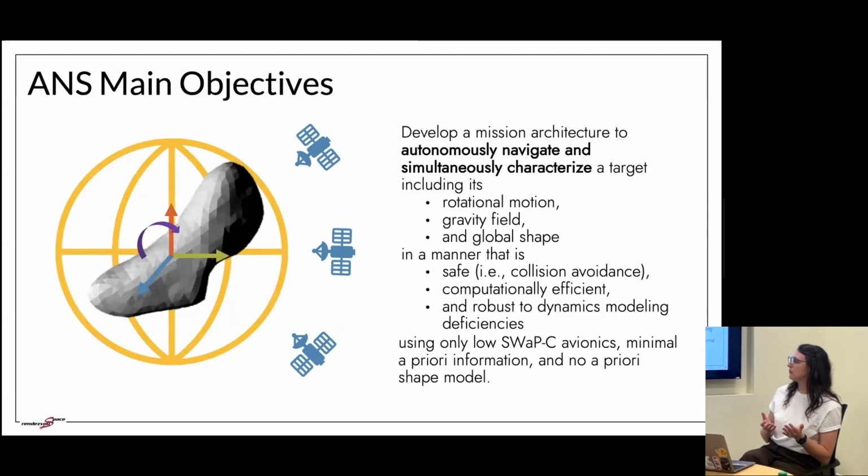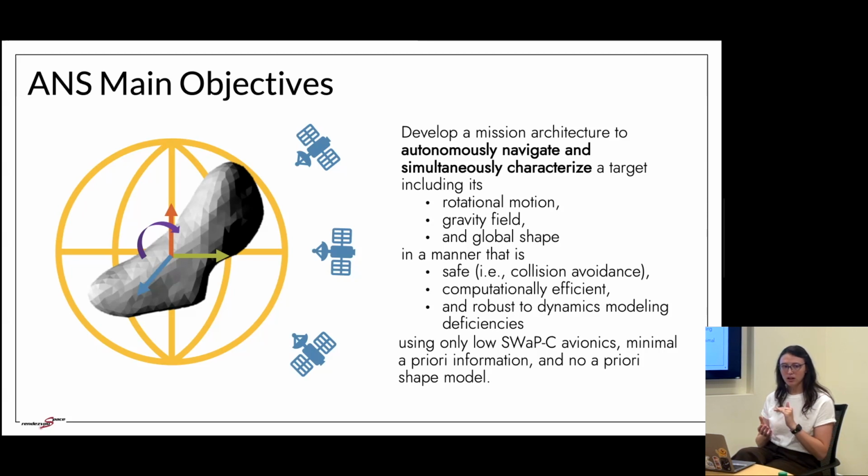And what are the main objectives of the Autonomous Nanosatellite Swarming Project? Well, we want to develop a mission architecture that can autonomously perform SNAC, simultaneous navigation and characterization. And we want to characterize the rotational motion, gravity field, global shape, all of these characteristics autonomously in a manner that's safe, computationally efficient, and robust to any sort of dynamics modeling, whether you're doing relative motion or you have global motion in the case of an asteroid.